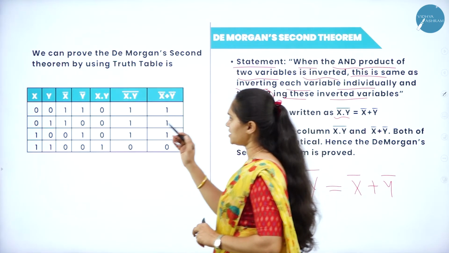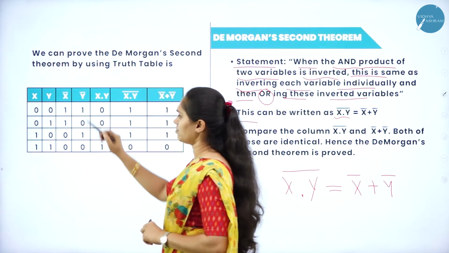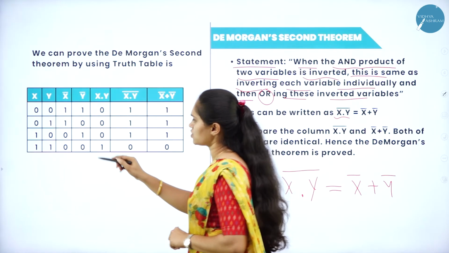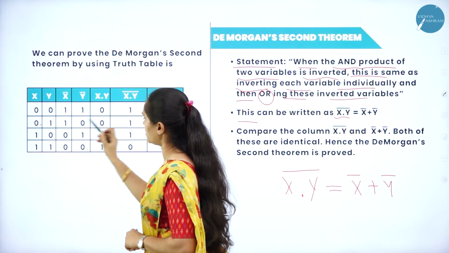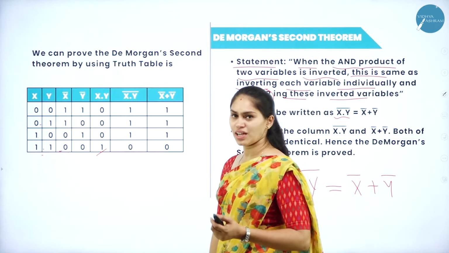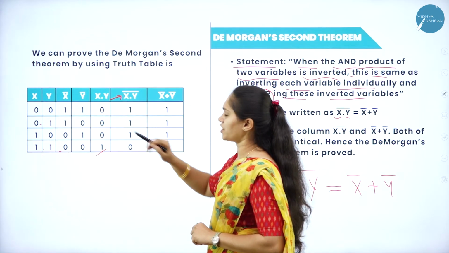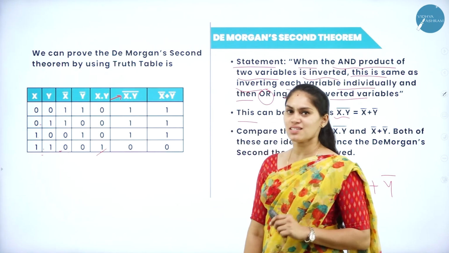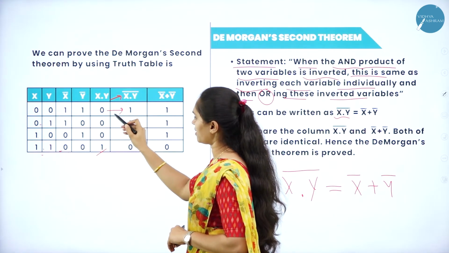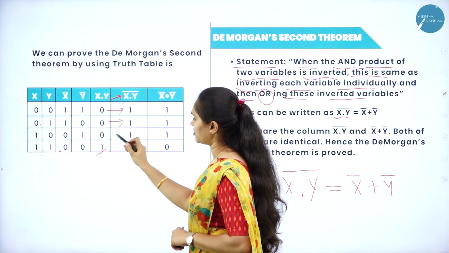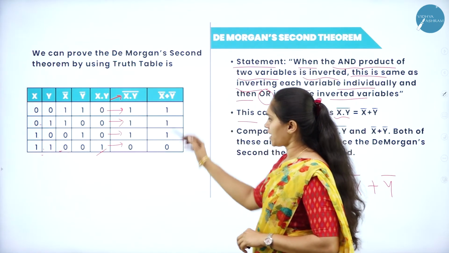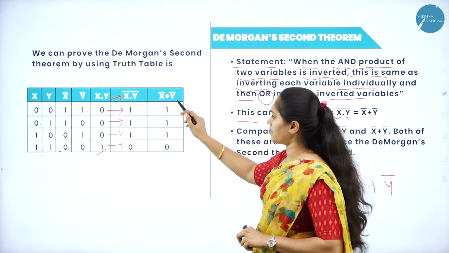So you can consider this truth table. We have x and y, we have x bar, y bar, and I have found out x dot y. So 0 into 0 will be 0, 0 into 1, 0, 1 into 0, 0. 1 into 1 will be 1. Now you can see the complemented version of x dot y. So 0 will become 1, this 0 will become 1, this 0 will become 1, this 1 will become 0. So that we can see the (x dot y) whole bar.